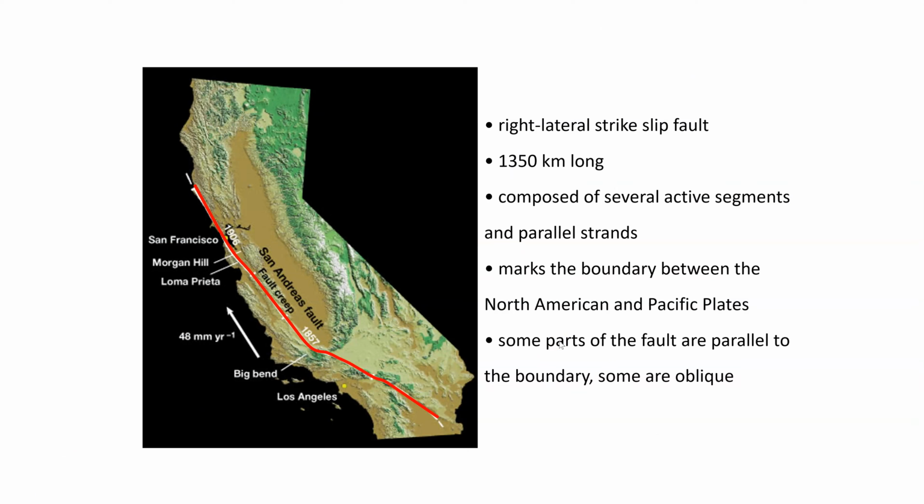So today we know that the San Andreas Fault System is a right lateral strike slip fault, and that it is about 1,300 kilometers long. It is composed of several active segments and parallel strands, so it has a lot of offshoots and different faults that kind of radiate from the main fault line. It does mark the boundary between the North American and Pacific plate, and some parts of the fault are parallel to that boundary and some are kind of oblique. So just depending on where you are along the faults, we do have the big bend that happens just after the transverse ranges in Southern California.